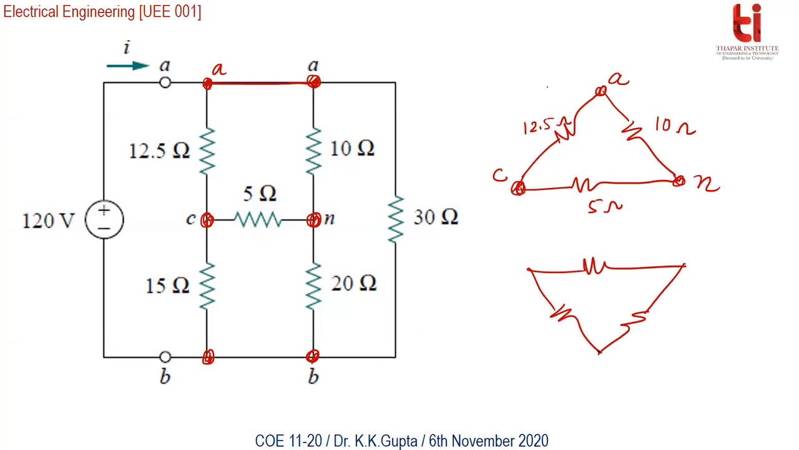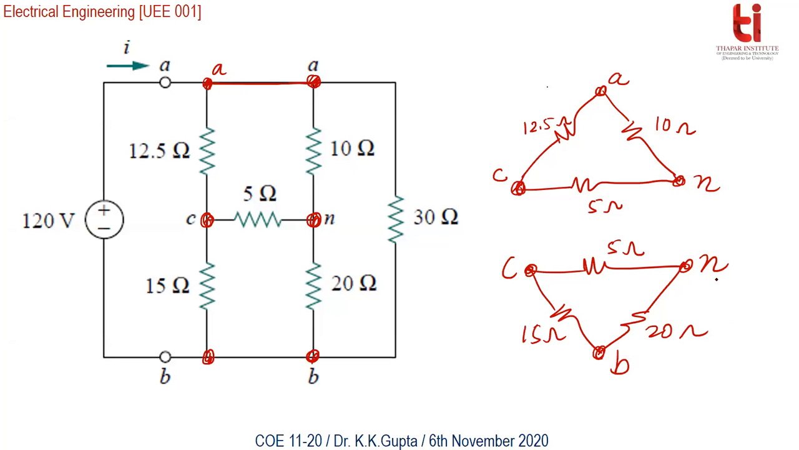See, this junction is B, C and N. Between C and N, the resistance is 5 ohms. Here it is 15 ohms, and here it is 20 ohms.